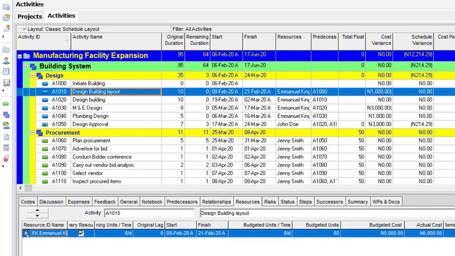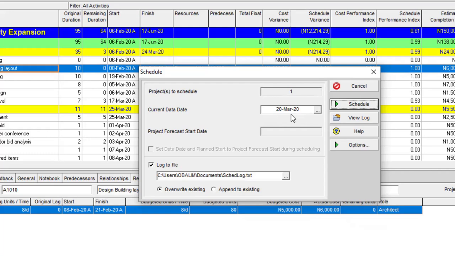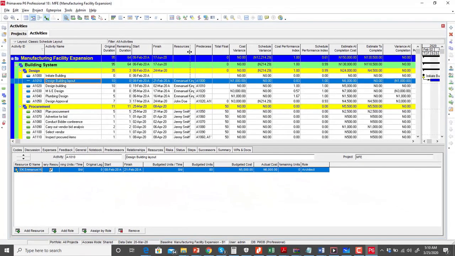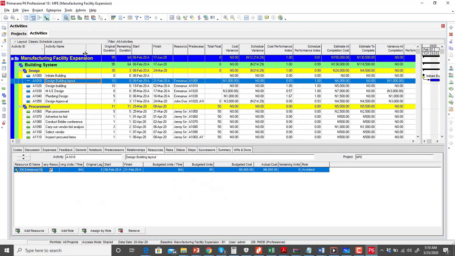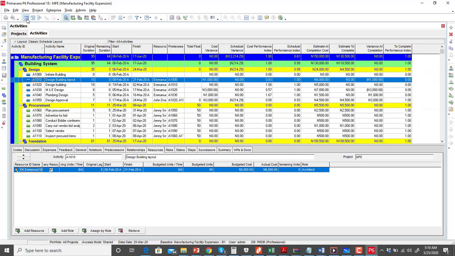So first, note that before you can do this, it is necessary that you status your project as at the date that you are updating. So in this case, we're updating as at 20th of March. So we have actually statused our project as at 20th of March. So let's take a look at what we have here in the table based on the columns that we have displayed. Let me reduce some of these columns so that this will be a bit more conspicuous. Let me just show only the table without showing the Gantt. So this is exactly where we are.